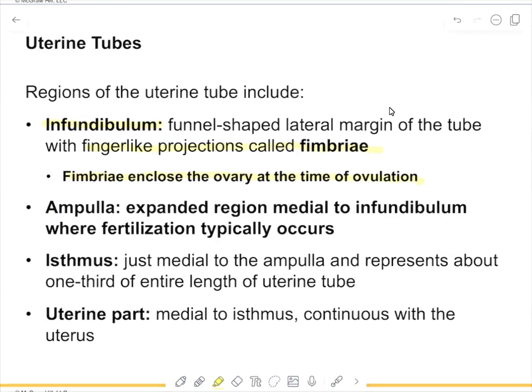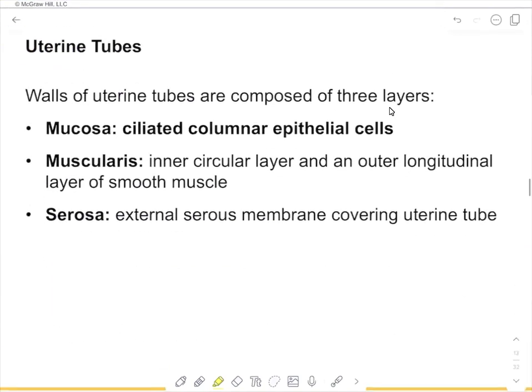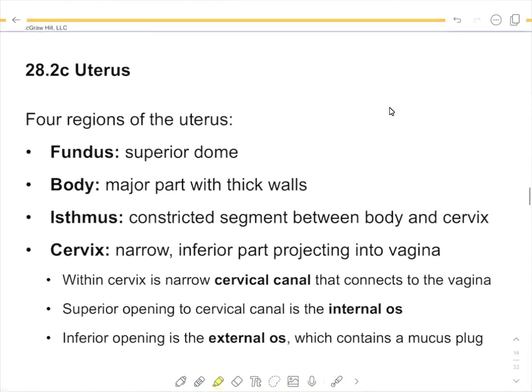The ampulla is the expanded region medial to the infundibulum where fertilization typically occurs. The isthmus is medial to the ampulla and represents about a third of the entire length of the uterine tube. And then the uterine part is medial to that. The uterine tube has 3 different layers. The mucosa is ciliated columnar epithelial cells, the muscularis is the middle layer with an inner circular layer and an outer longitudinal layer, and the serosa is the external layer.